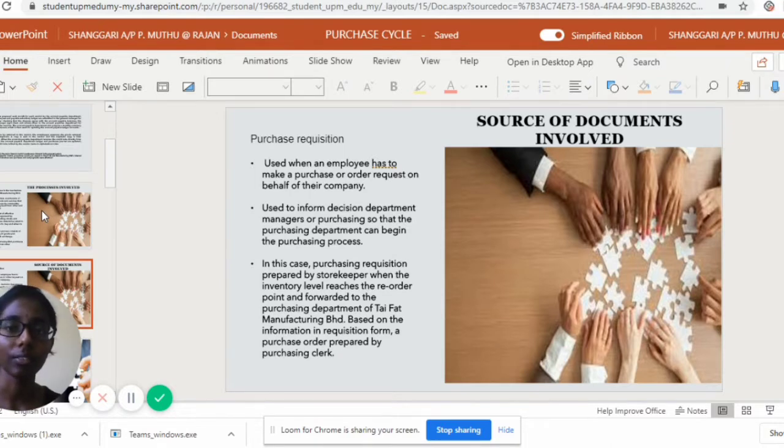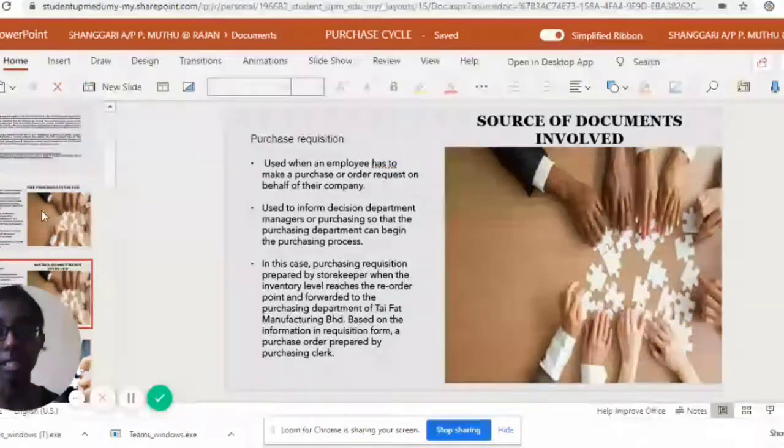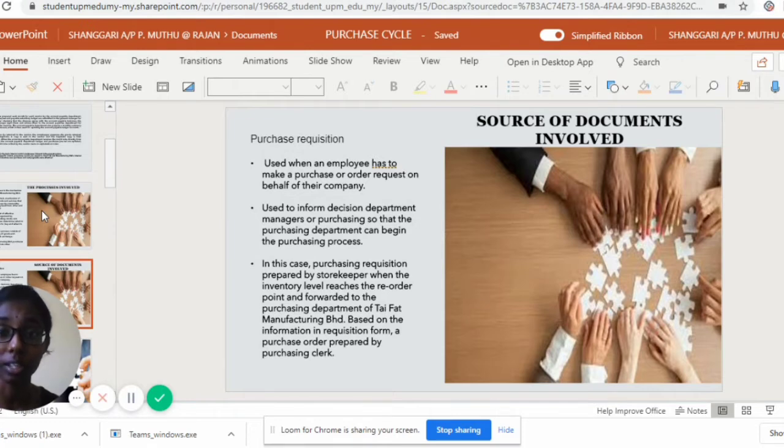First is a purchase requisition. In this case, we can see the purchase requisition is prepared by the storekeeper. After the storekeeper prepares the requisition form, they send it to the purchase department, and then the department, based on the information in the requisition form, will order the goods. The purchase requisition form is used when an employee has to make a purchase or order request on behalf of their company.